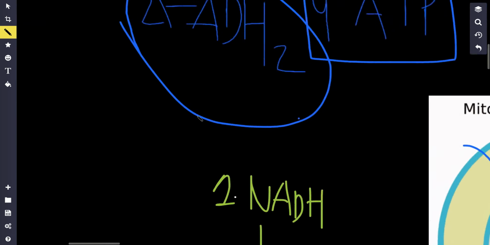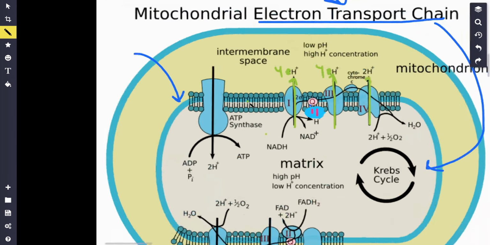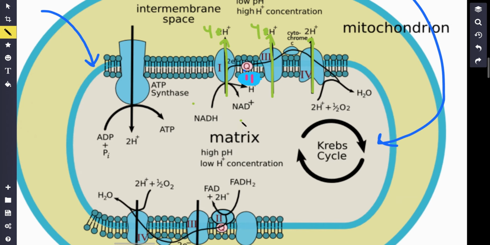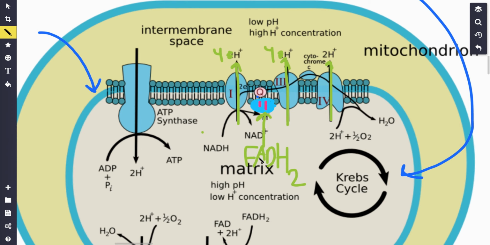Now, you might be wondering, what about FADH₂? Well, it turns out that FADH₂ goes on a completely different route. It actually starts at complex 2. While NADH goes to complex 1, skips to complex 3, then complex 4, FADH₂ goes to complex 2, then to complex 3, and then to complex 4.